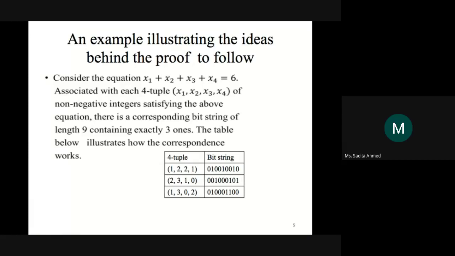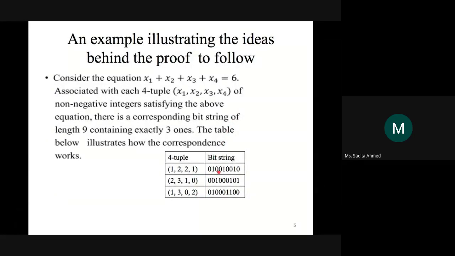So 0, 0, 1 for the first two, and then 0, 0, 1 for the x3 is equal to 2, then 0, 0, 1 again for x3 is equal to 2, and then just another one because x4 is equal to 0. That's correct. Does everybody understand this? Yes, ma'am. Now that we get it, notice something. Each of the bit strings contains how many ones? 3 ones. That also has a significance.